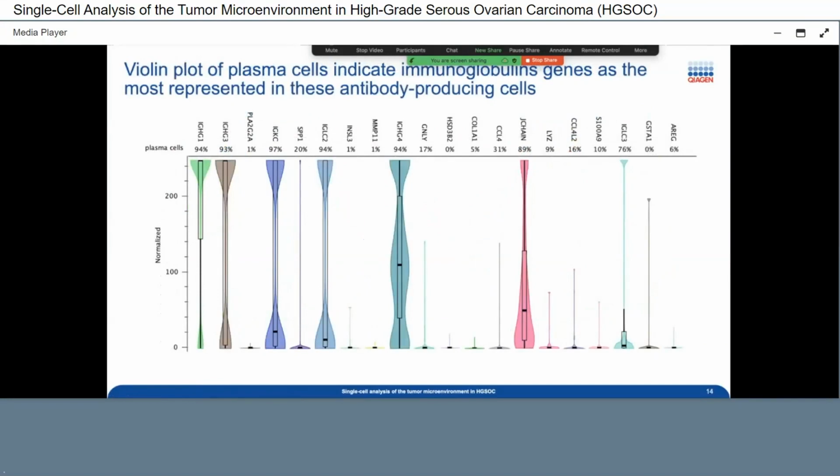One of the good features that we have in CLC Genomic Workbench is the Variant plot. So it's basically indicating for a particular tissue, a particular cell type. Here, this is the plasma cells.